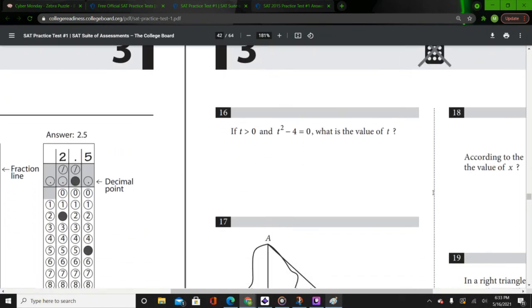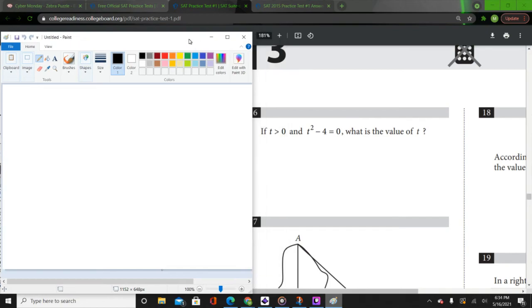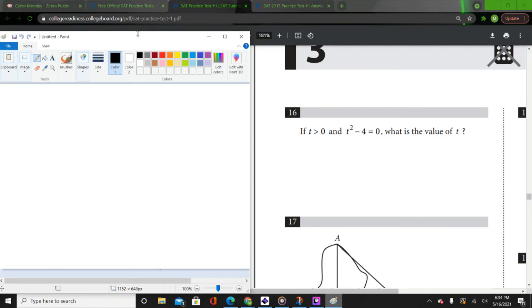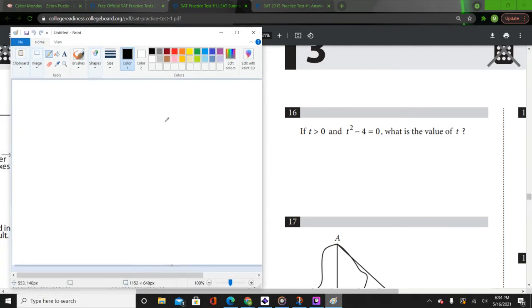And 16. Ooh, T, I like T. T is a good variable. Actually, I'm going to move over a bit more. Just scooch it in the frame. Let me just see. Yep.